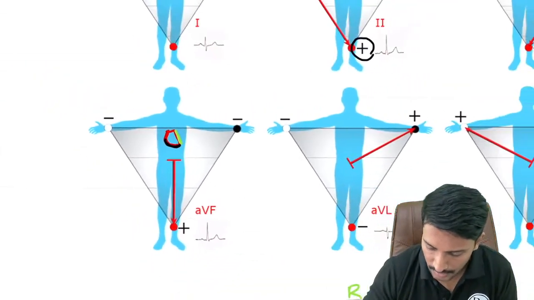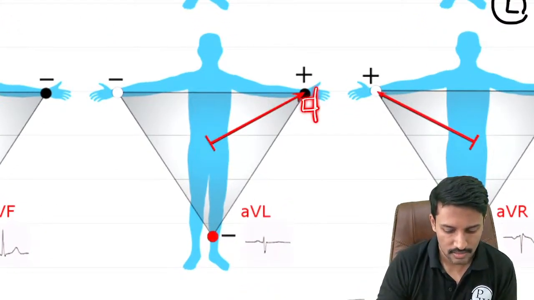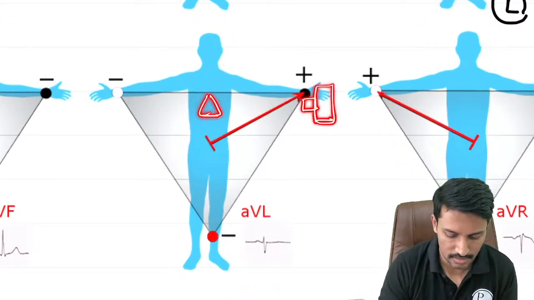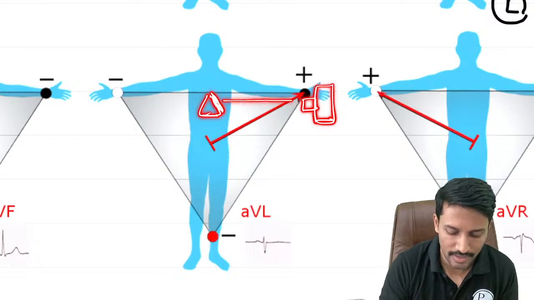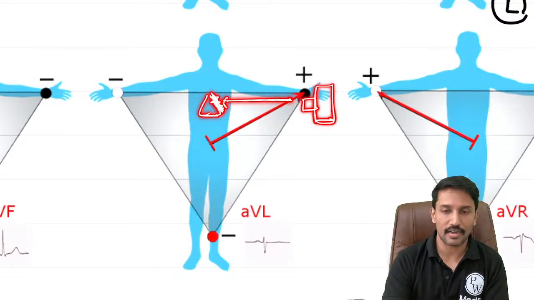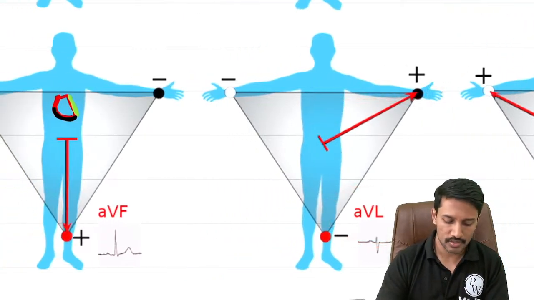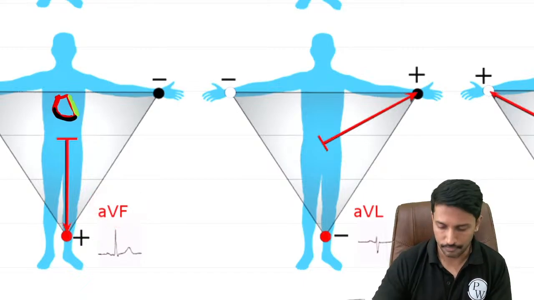On the other hand, if I look at AVL, the camera is placed here, and my heart is here. So what is it looking at? It is looking at the lateral wall of the heart. So if anything is wrong with the lateral wall, I should be looking into lead AVL. If I want to see anything wrong with the inferior wall, I should be looking at lead AVF.